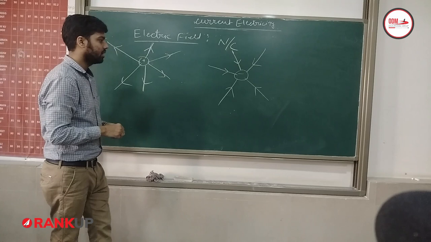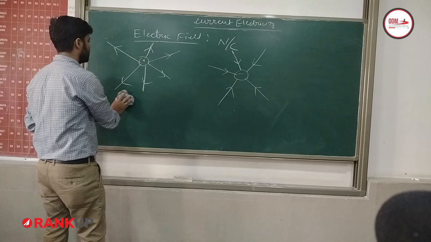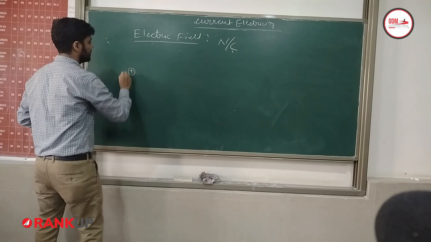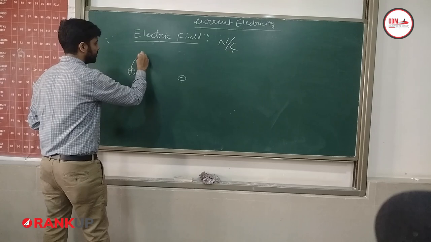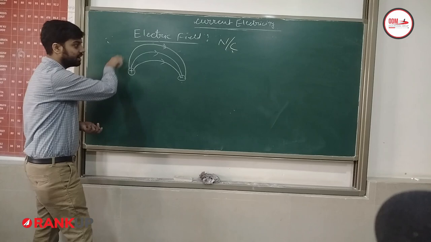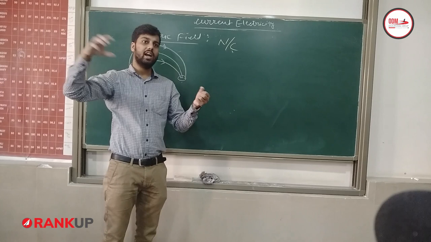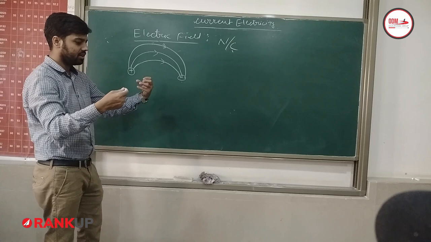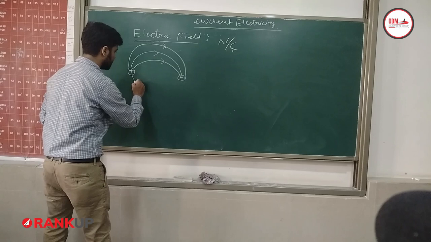If a positive charge and a negative charge are both here, then what will happen? The electric line of force will originate from this and go to this. It comes outward from the positive and goes towards the negative. If there were only a positive charge, the lines would go to infinity. If there were only a negative charge, the lines must come from infinity and go to the negative charge. But with both charges, plus and minus, at a certain distance apart, the lines must come from here and go towards the negative charge. Like this.